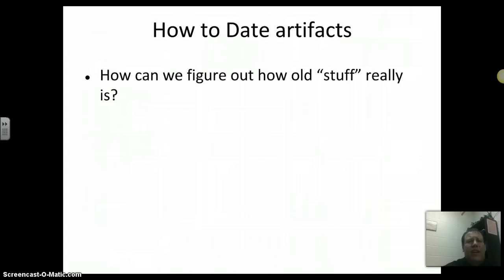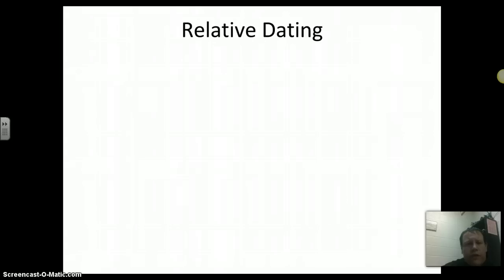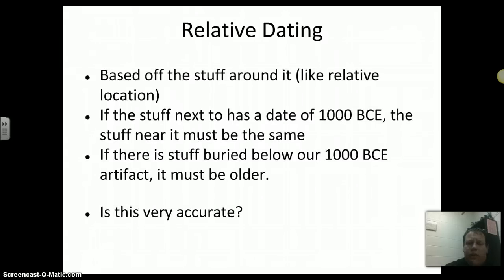Here's a bigger question. How do we date artifacts that do not have a date on them? Not everything has a born-on date or a calendar date on it, so how do we figure out how old some stuff really is? Well, first, we use something called relative dating. No, this is not asking your cousin to homecoming, all right? This is all based around the stuff around an artifact when you find it. It's kind of like the relative location we talked about earlier, as opposed to absolute location.